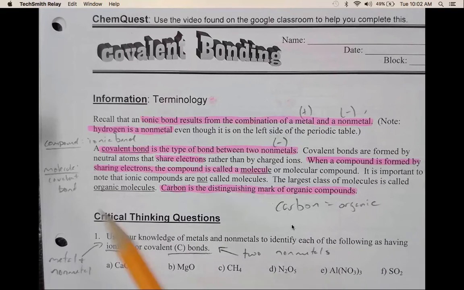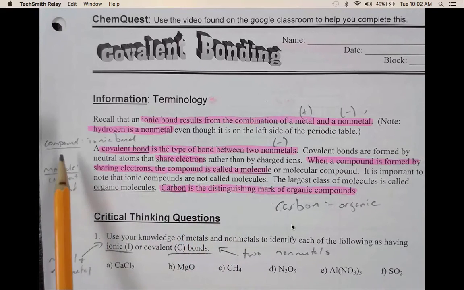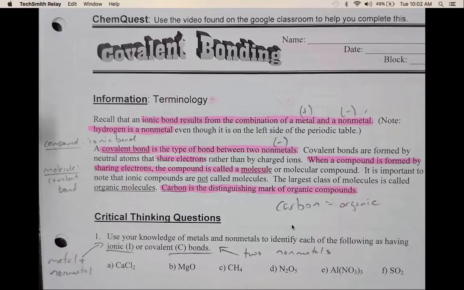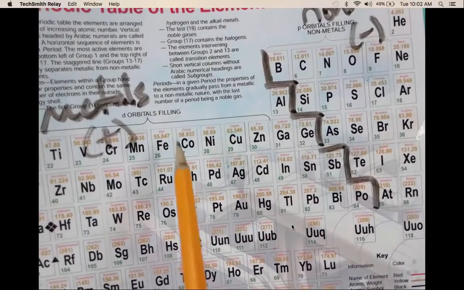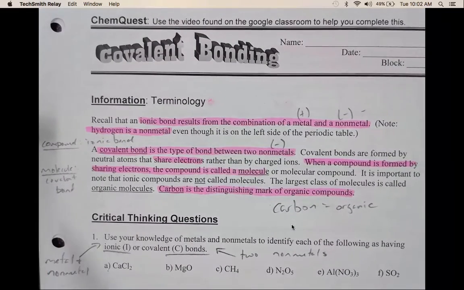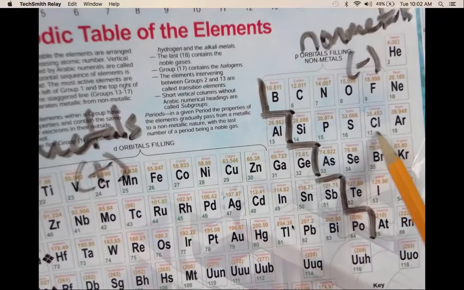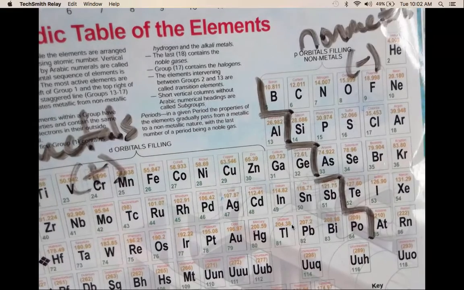One thing to remember is some language. On your definition sheet, you can write down what a covalent bond is: a bond between two nonmetals. You can now know the difference between a compound and a molecule. Compounds simply have an ionic bond, so that means a metal and a nonmetal. So a compound is an ionic bond, which is something from the left side and something from the right side bound together. A molecule is something that has a covalent bond. So that would mean you have two things from the right side of the periodic table bound to each other. We would call that a molecule.